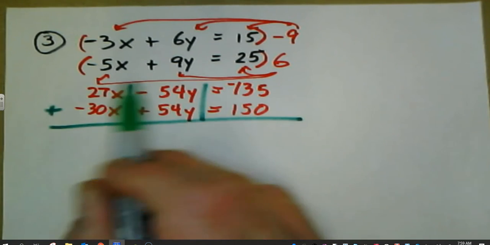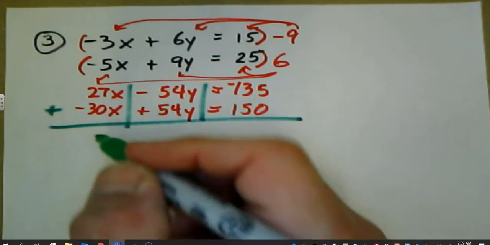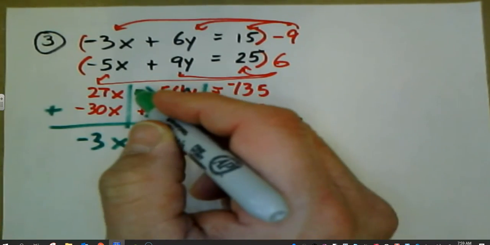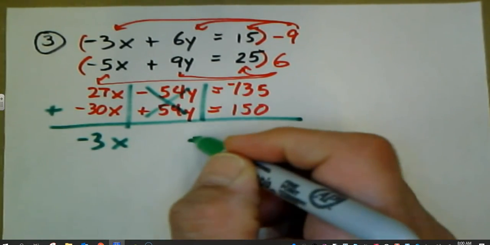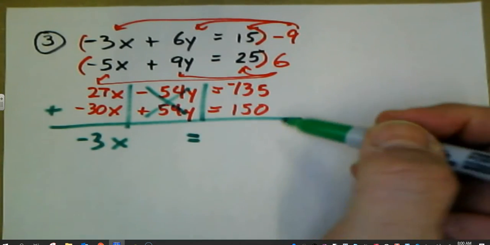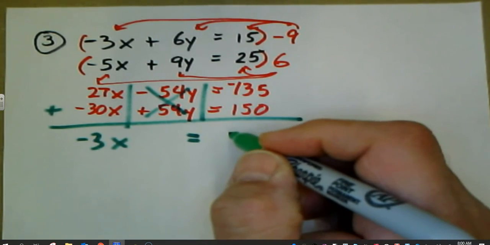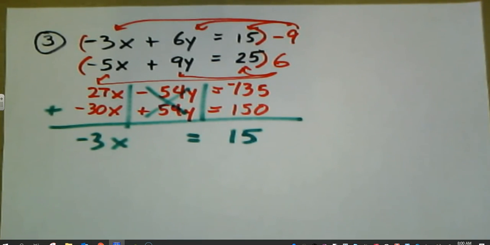So we're going to combine like terms then. 27 and negative 35 is negative 3x. Opposite operations, our first checkpoint, right? A negative and a positive, same number. They're gone. That's why we call this elimination. We eliminated the y's. Negative 135 and 150, 15.